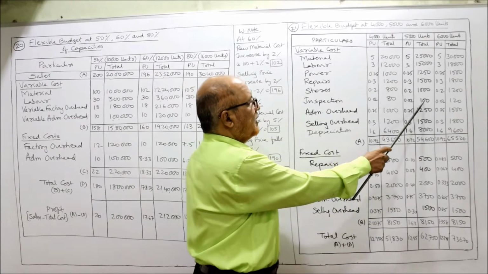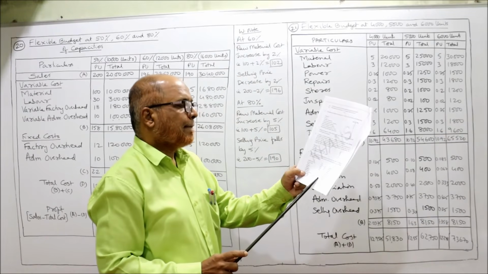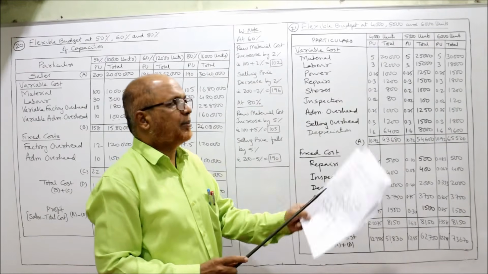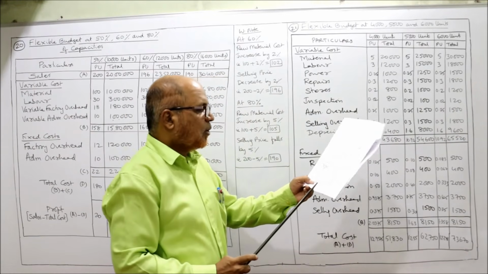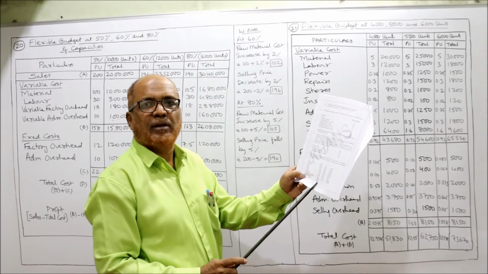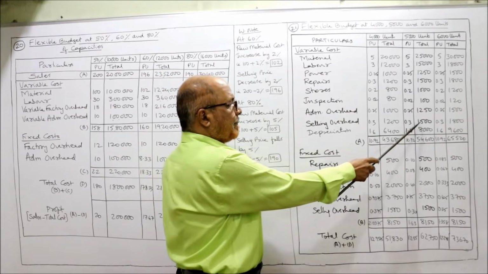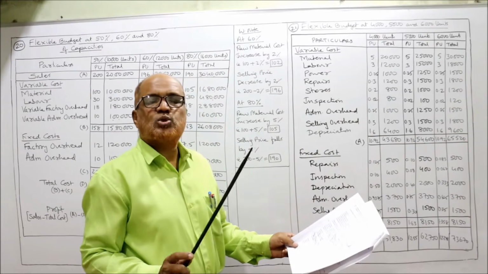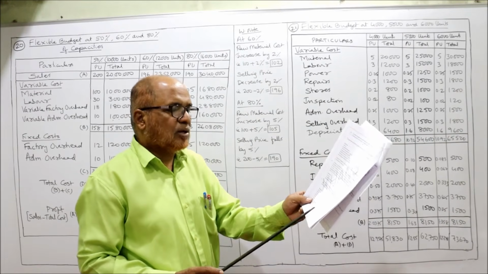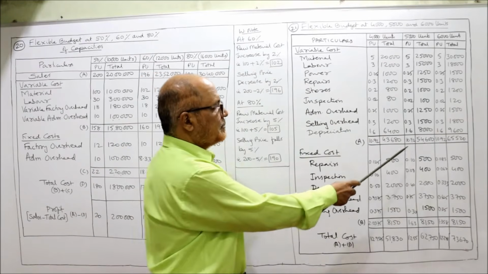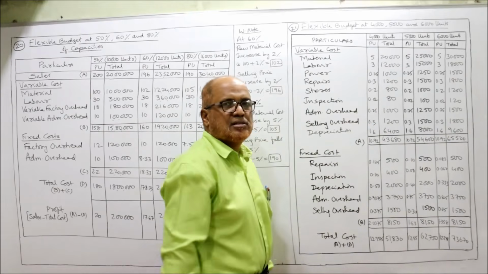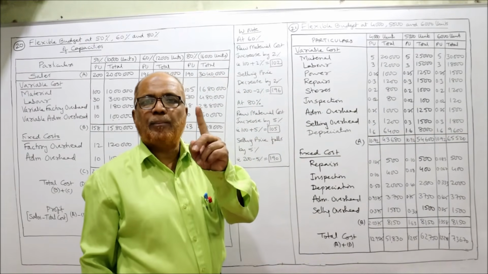So inspection 100. Administration overhead 5,000, 25% variable. So 5,000 into 25%, 1,250. Selling overhead 3,000, 50% fixed, 50% variable. So 3,000 ka half, 1,500. Depreciation is 20% fixed, 80% variable. So 10,000 into 80%, 8,000. So I have taken all the amount for 5,000 units. Now I will calculate per unit.